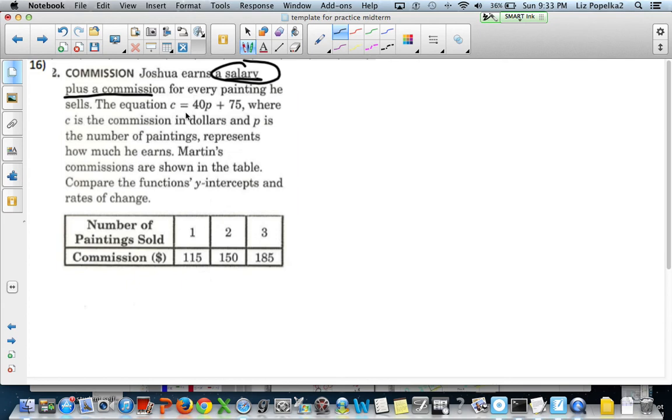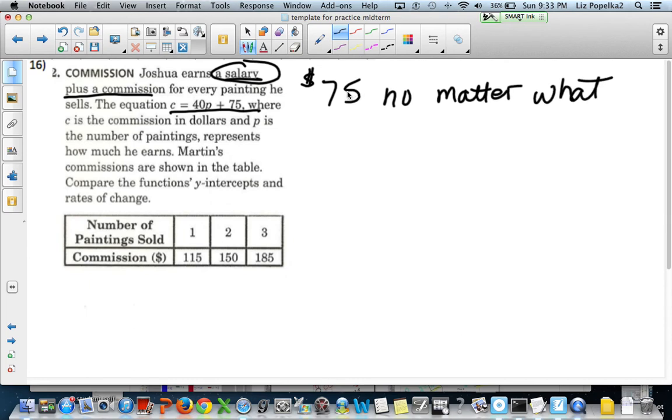So the equation, C equals 40P plus 75. C is his commission in dollars, and P is the number of paintings that represents how much he earns. So we can look at this equation right here and kind of tell $75 is what he's going to get regardless of how much he sells. So no matter what, he's going to get $75. Okay, so that $75 is also, no matter how many he sells, his initial amount. Doesn't matter what else happens, he's going to start off with $75 paid regardless.